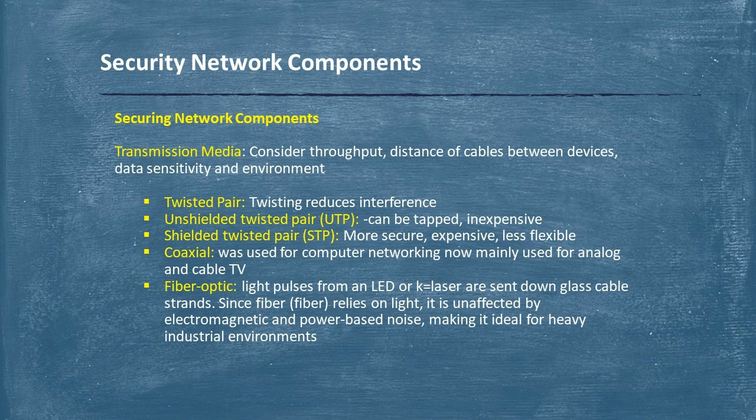Fiber optics: light pulses from an LED or laser are sent down a glass cable strand. Since fiber relies on light, it is unaffected by electromagnetic and power-based noise. This makes it ideal for heavy industrial environments. Fiber optics.